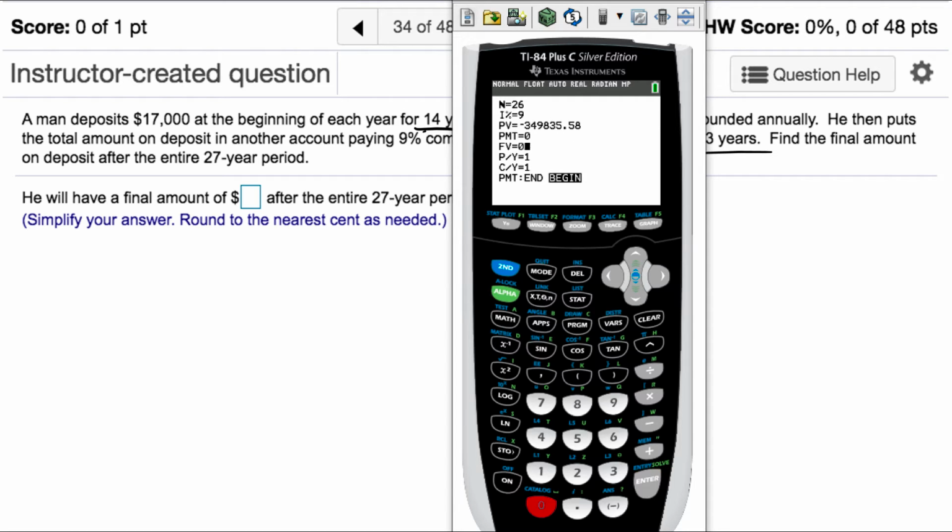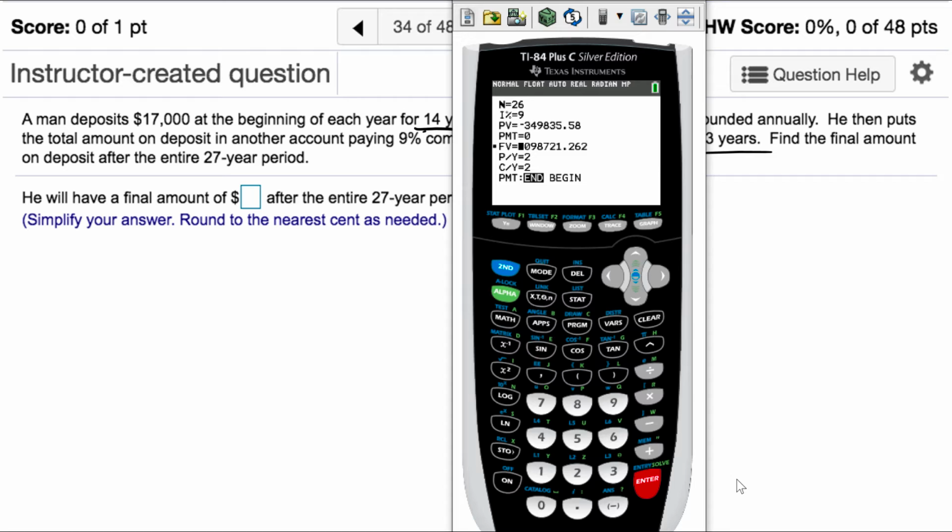All right, then our future value, that's what we're solving for. Our payments per year and compounds per year, it's semi-annual. So now those are 2. And then since payments aren't being made, it actually doesn't matter what we put this setting at. So we could leave it at begin or we could put it at end. That only matters if we have a non-zero value in the payment. So let's solve for the future value. And what we get is $1,098,721.26. So that's how much this man would have on deposit after the entire 27-year period.